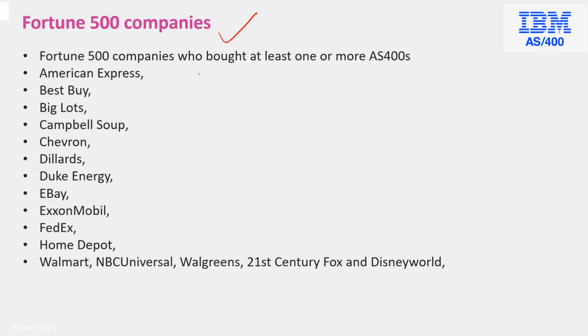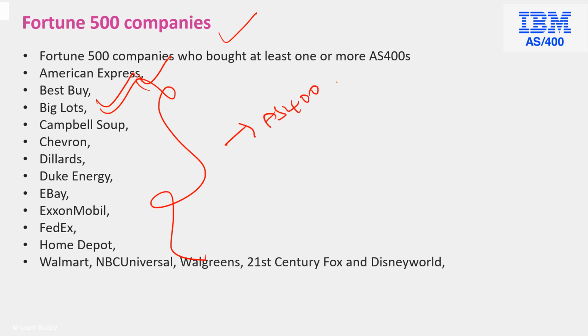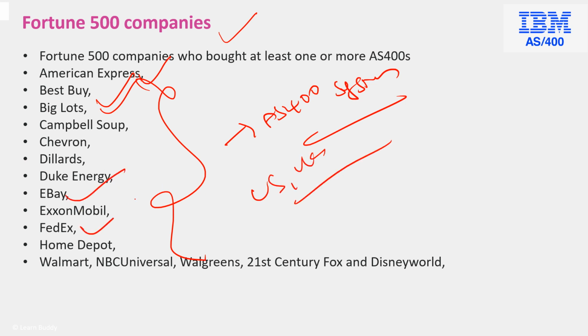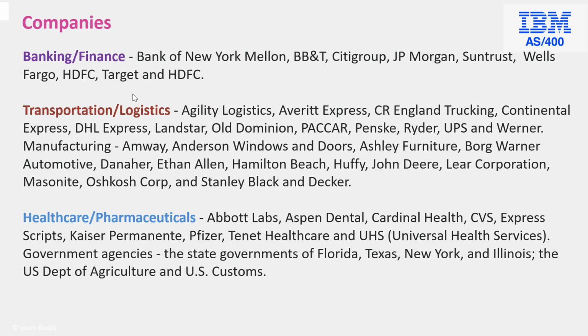Next, these are some top 500 companies still using the AS400, like American Express, Best Buy and Big Lots. These are the clients, and they are still using the AS400 system. These are US or UK clients: eBay, FedEx, Home Depot and Walmart. Walmart is the biggest, like a DMart in the US. They are also using the AS400.